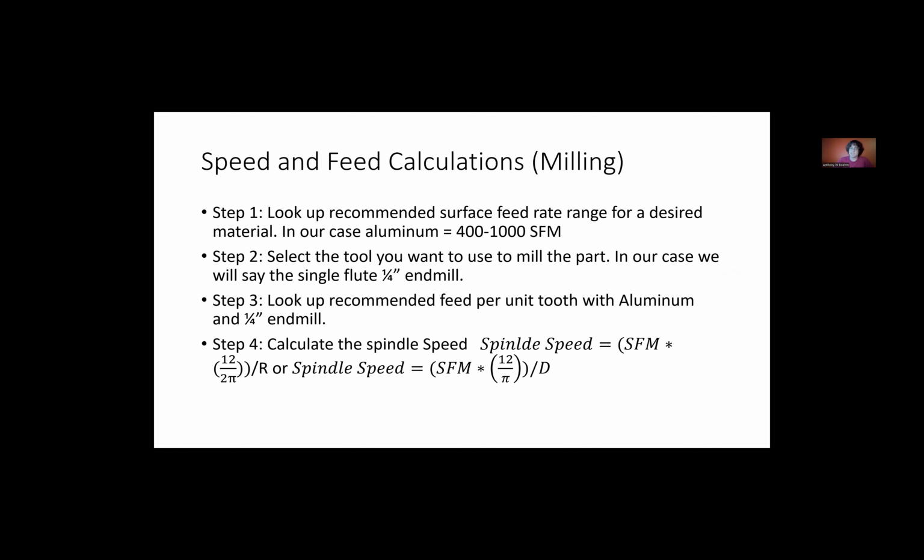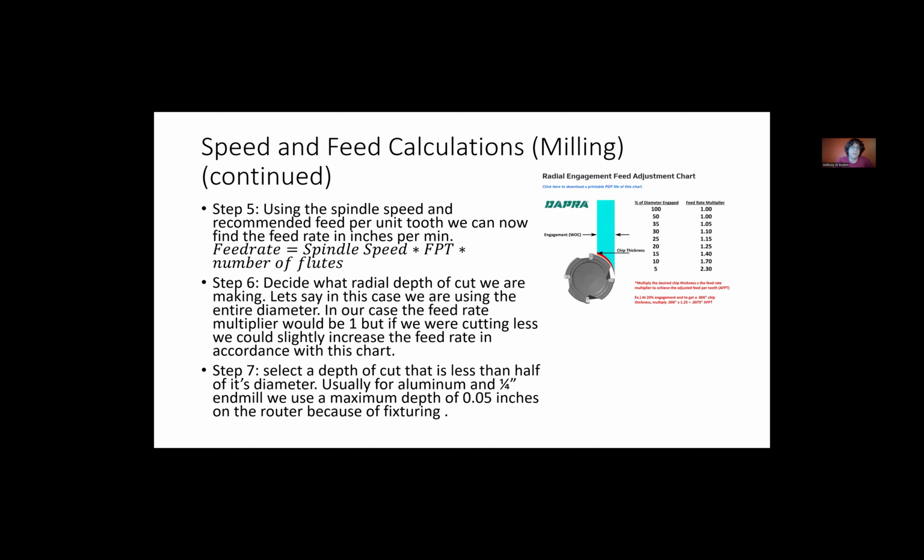Next, what you would find would be your feed rate. Again, this is dependent on your feet per tooth, which you've looked up, and also the number of flutes that are on that particular tool. So your feed rate is your spindle speed, which you've calculated before, times the given feed per tooth times the number of flutes. That'll give you your feed rate in inches per minute.